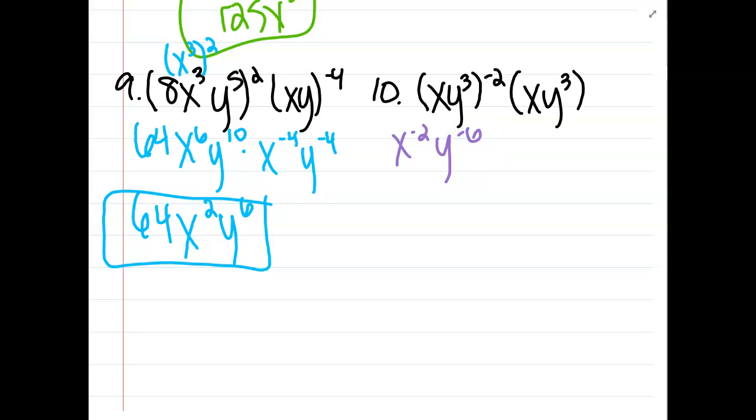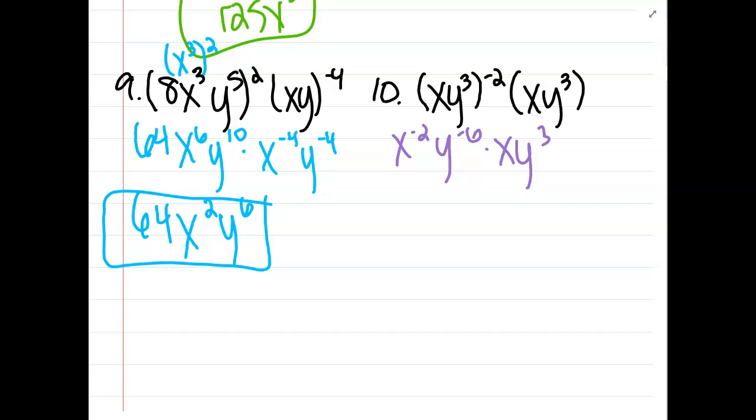Now, the second set of parentheses, I see a cubed. What's being cubed? The y, and just the y. Because there's no exponent on the outside of the parentheses, these parentheses aren't really doing anything, so you can just drop them. It's just going to say xy cubed.